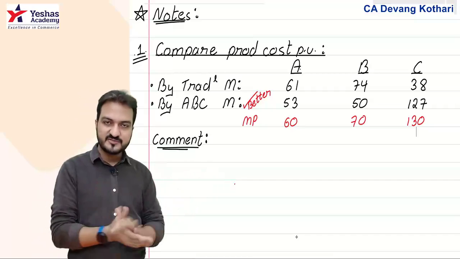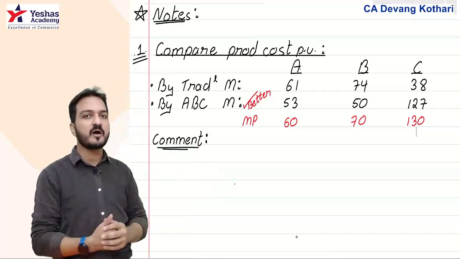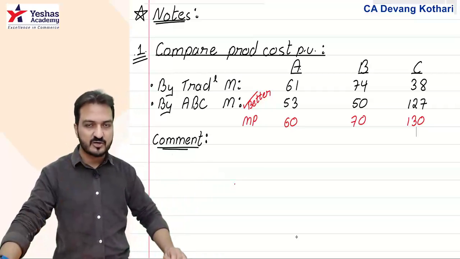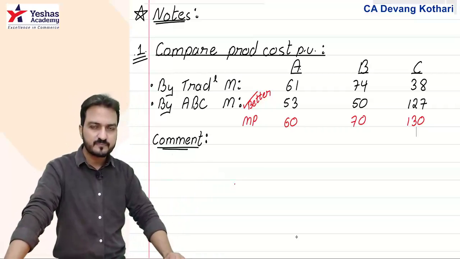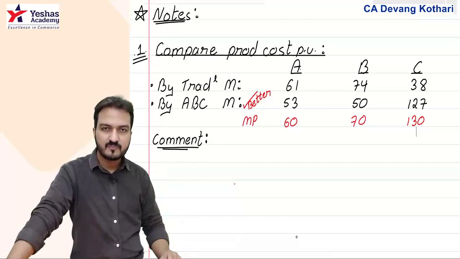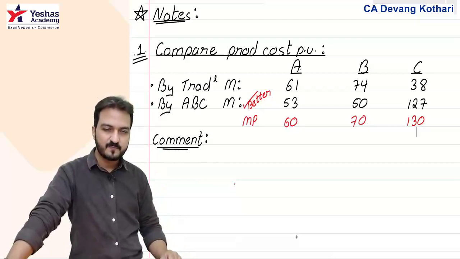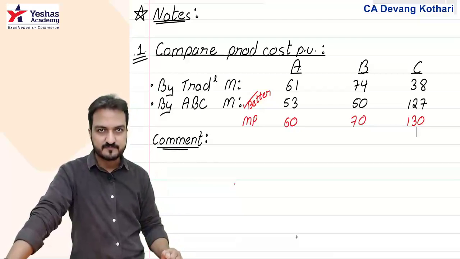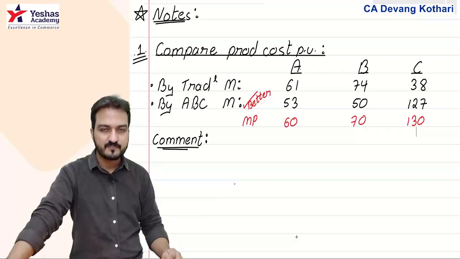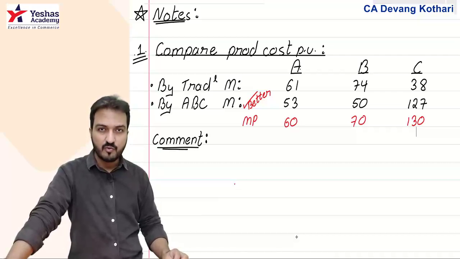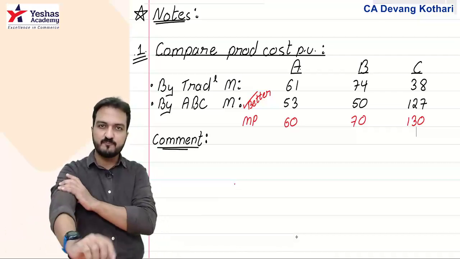Okay, so we'll continue. We'll continue by first writing down some comments over here in this comparison. I'll dictate, you will write down. So please start writing. Write down. ABC method always gives a more accurate estimate of product cost.